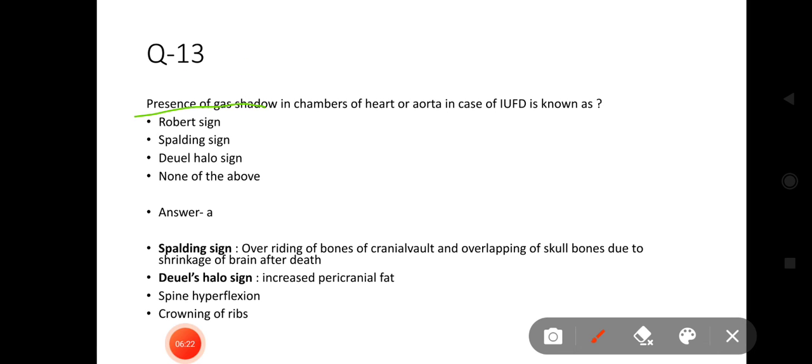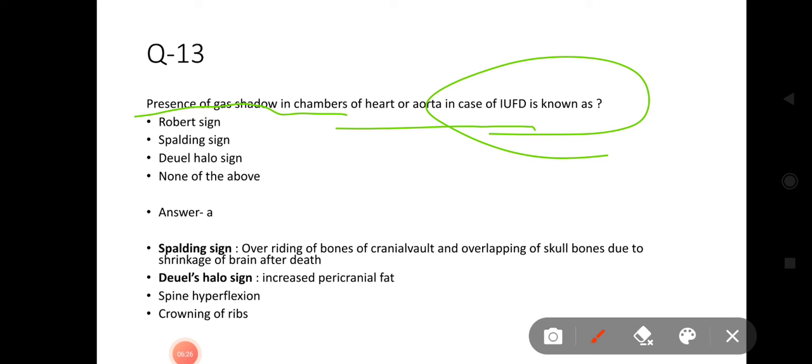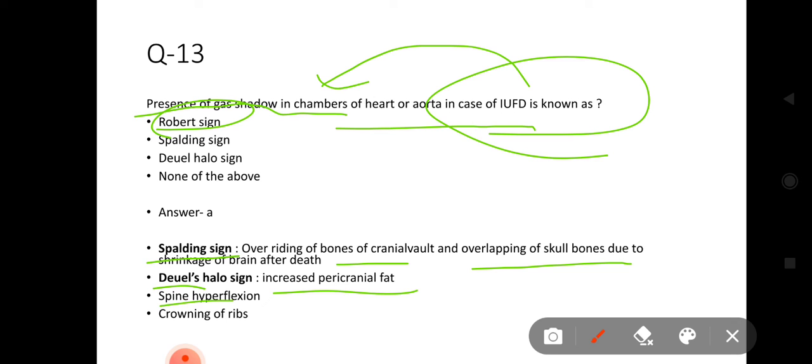Now, presence of gas shadow in a chamber of heart or aorta in case of IUFD. So in a case of IUFD, if there is presence of gas shadow in chambers of heart and aorta, this is known as Robert's sign. So what is Robert's sign? It's presence of gas shadow in chamber of heart or aorta in case of IUFD. Spalding sign: overriding of bones of cranial vault and overlapping of cranial bones due to shrinkage of brain after death. Halo sign: increased pericranial fat, spine hyperflexion is seen, and crowding of ribs is seen.